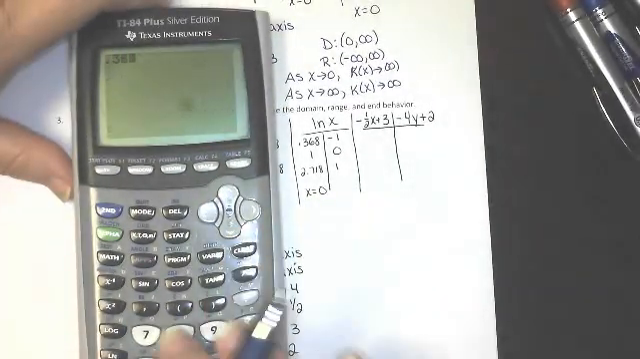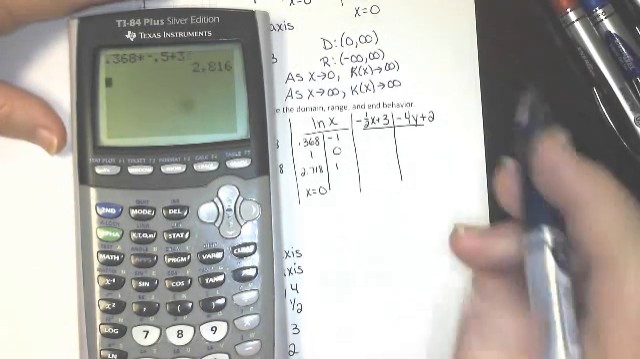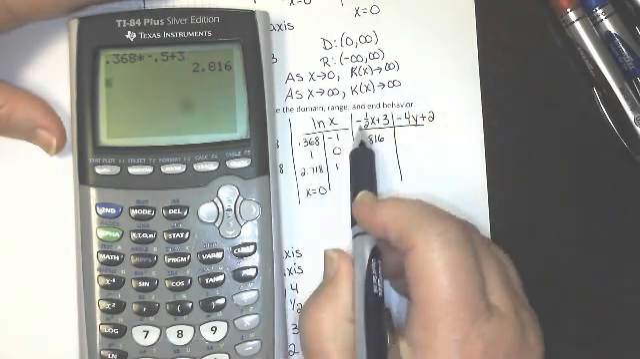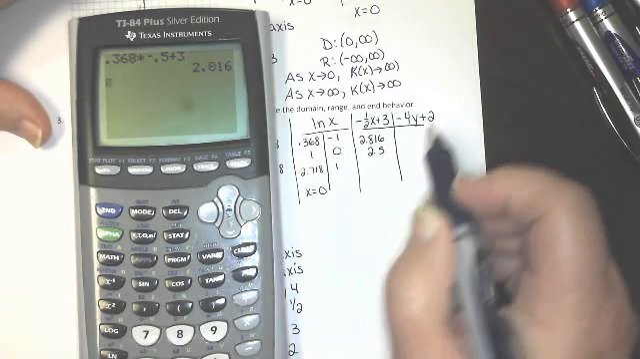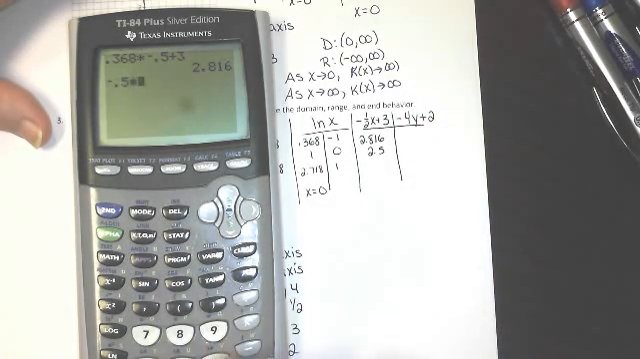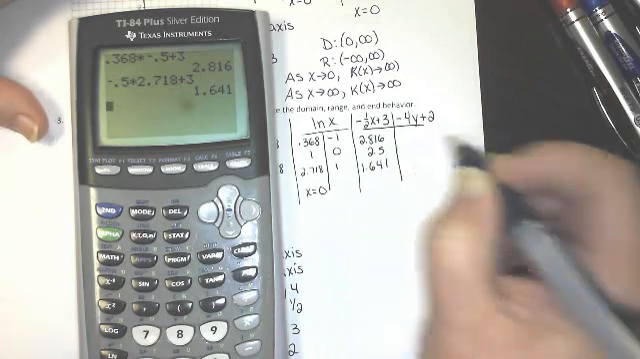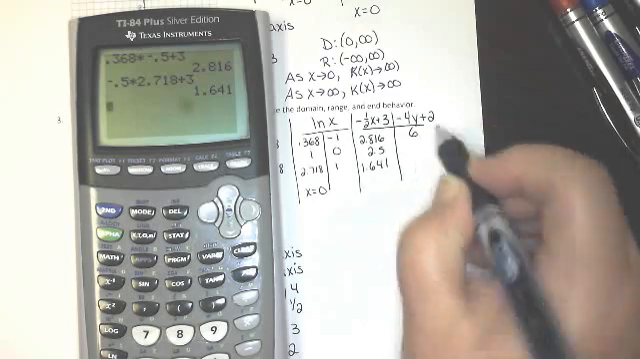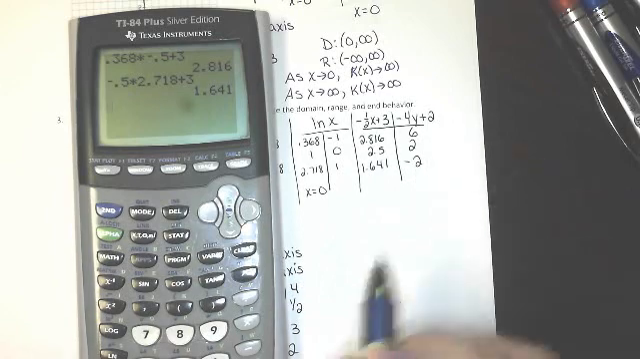So 0.368 times -0.5 plus 3 is 2.816. -0.5 times 1 is -0.5 plus 3 is 2.5. And then -1/2 times 2.718 plus 3 is 1.641. And now we plug in our y's. -1 times -4 plus 2. 0 times -4 plus 2. 1 times -4 plus 2.